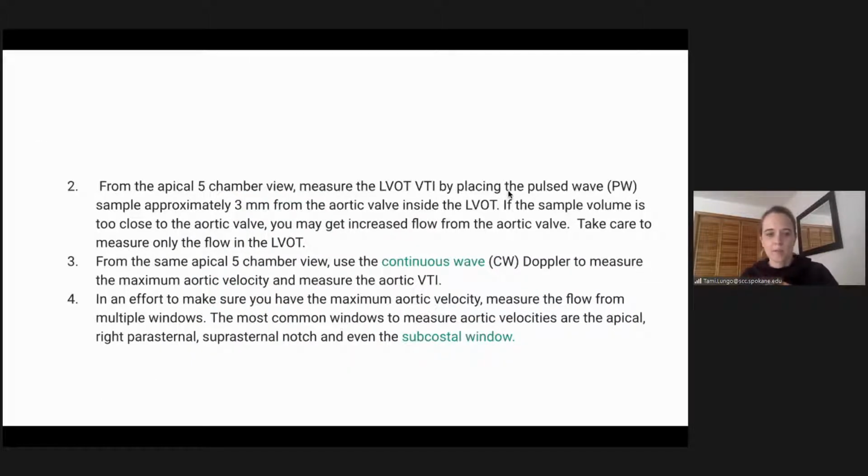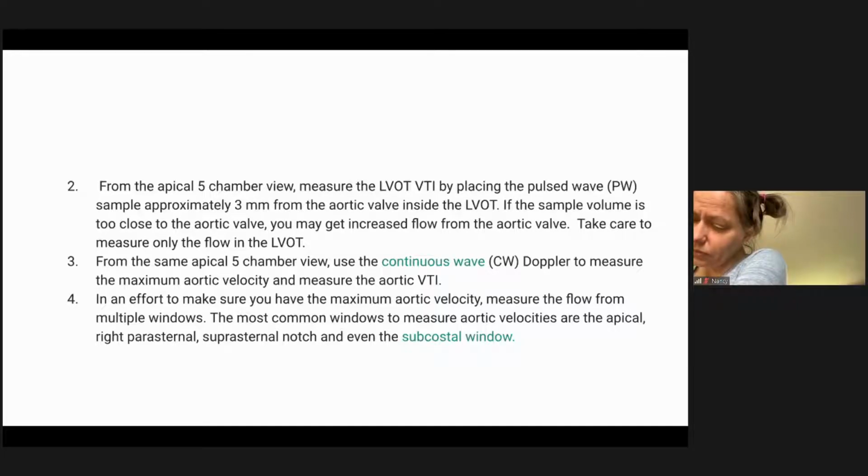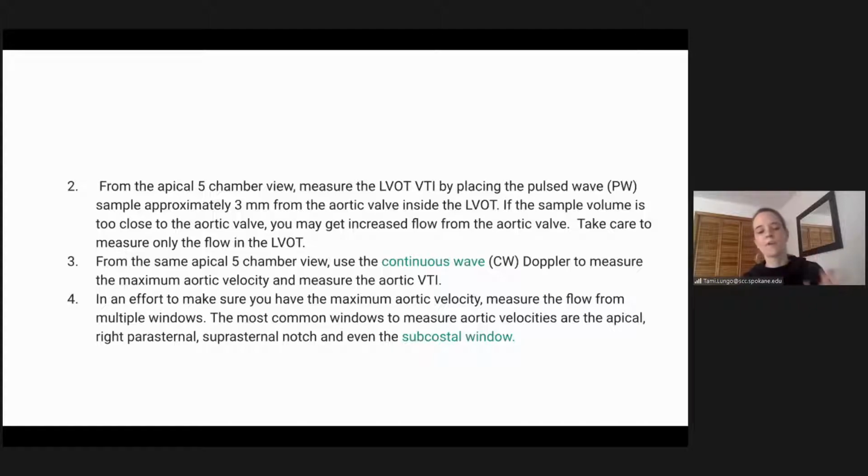Again, what we just talked about: apical 5 chamber, make sure you put that pulse wave approximately 3 millimeters from the aortic valve. The main thing is to go before that aortic valve in the pulse wave without pulling out your ruler and measuring it, because we can't do that. The heart's moving, so it's bouncing, so we're not getting an actual 3 millimeters. When you see that valve closure click, you're good. You are in the right spot.